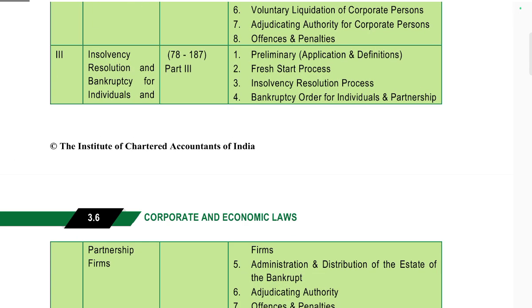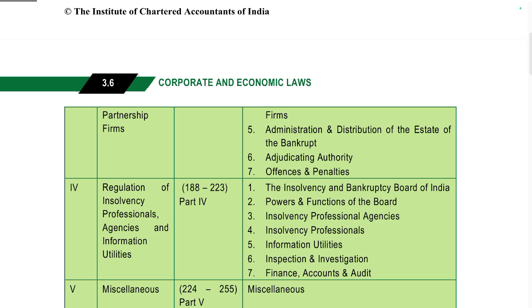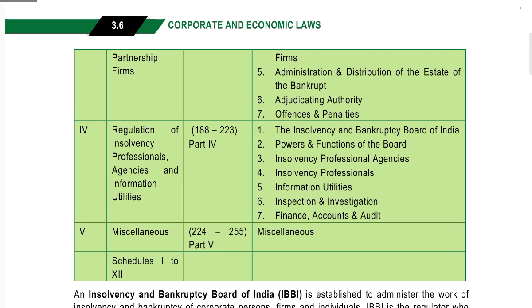Part 3. Preliminary, fresh start process, insolvency resolution process, bankruptcy order for individuals and partnership firms, administration, distribution of estate of bankruptcy, adjudicating authority, and offences and penalties. Regulation of insolvency professionals, agencies and information.